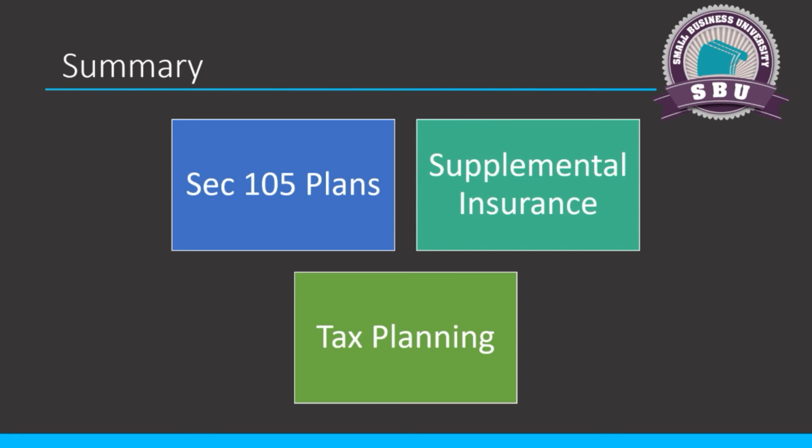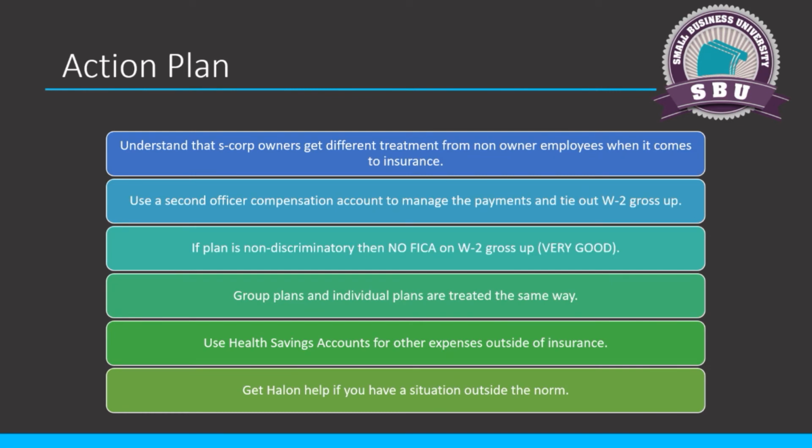Okay, let's jump into our action plan. So a few things here. Understand that the S-corp owners are always going to get different treatment from non-owner employees when it comes to insurance, right? The owners just have this goofy workflow that has to be done versus employees that are non-owners. Use a second officer compensation account, that officer compensation - health insurance account to manage payments and tie them out to the W-2. If a plan is non-discriminatory, that's good, meaning they don't have to pay FICA on the W-2 gross up.